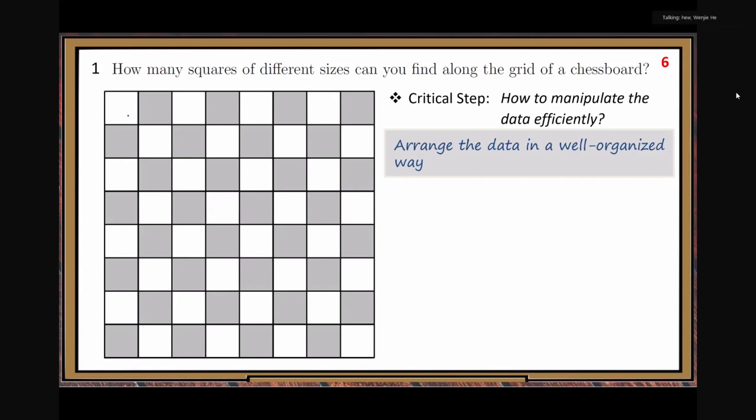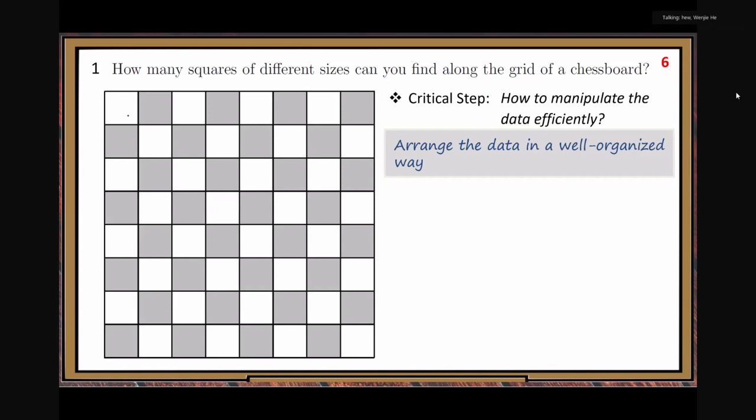Can you think about what kind of categories we want to use here? Sizes, right? Different sizes of square. In each category, we only look at the squares of the same size. For example, 2 by 2, that's one category. 3 by 3, another category.